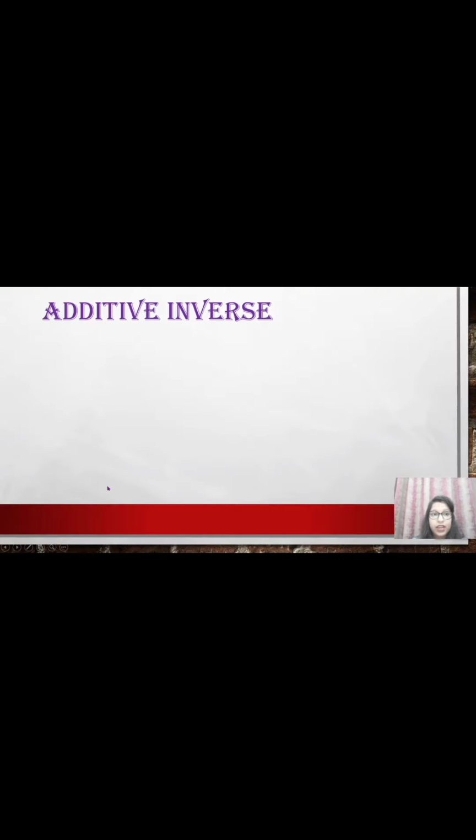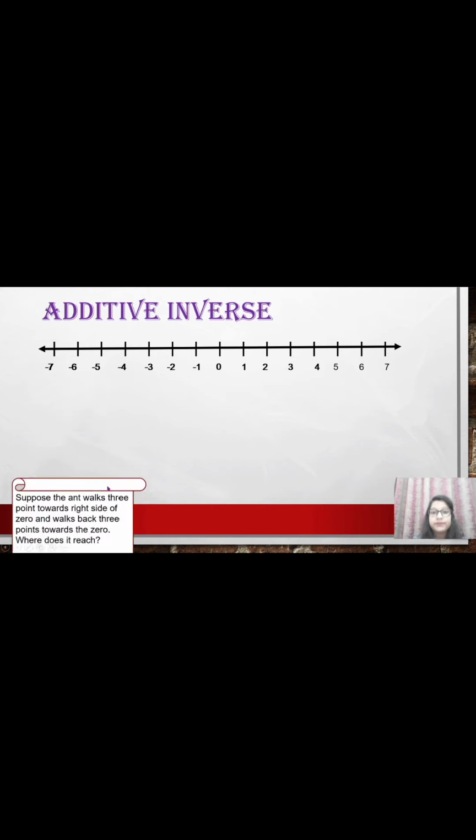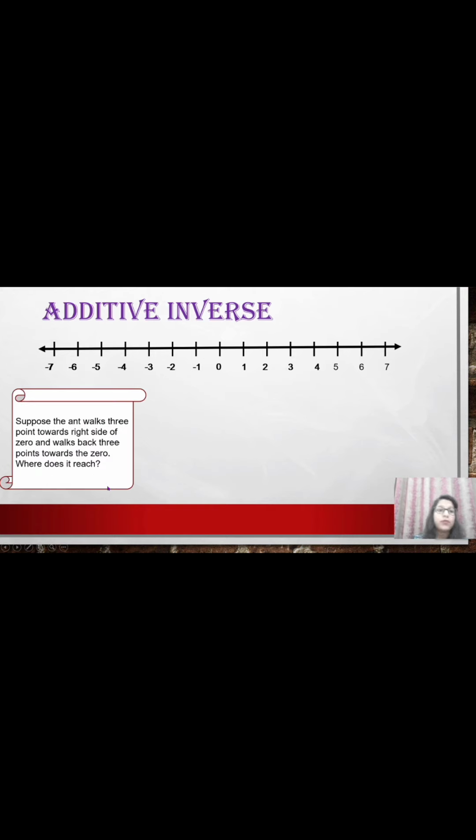Okay, got it? Now what is additive inverse? Suppose we have this number line again. Let's take another example. Suppose the ant walks 3 points towards the right side of 0. That means from 0 the ant moves towards the right side, that means in positive direction. And next the question says it walks back 3 points towards the 0. First the ant moves towards the right direction 3 points, वो अपनी जर्नी स्टार्ट करेगी 0 से 1, 1 से 2 and then 2 से 3. Okay, so she will reach point 3.